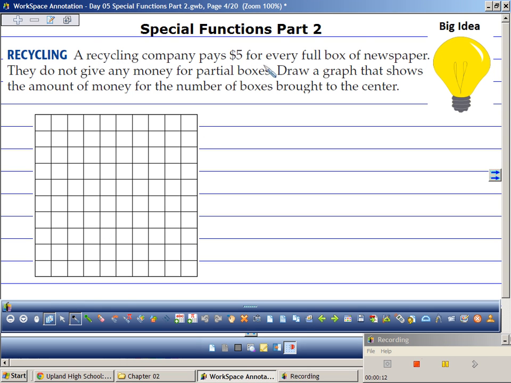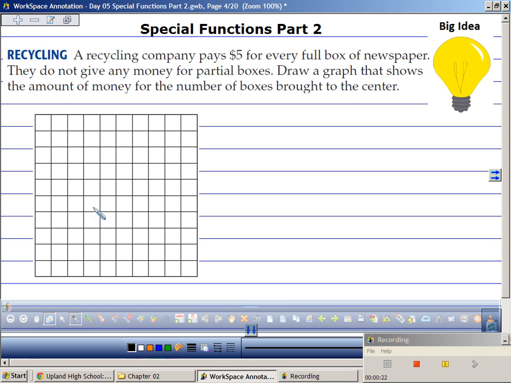This one says, a recycling company pays $5 for every full box of newspaper. They do not give any money for partial boxes. Draw a graph that shows the amount of money for the number of boxes brought to the center. So we're talking about increments of how many dollars? 5. So $5, then $10, then $15, then $20. That's about as far as we need to go for my step function.